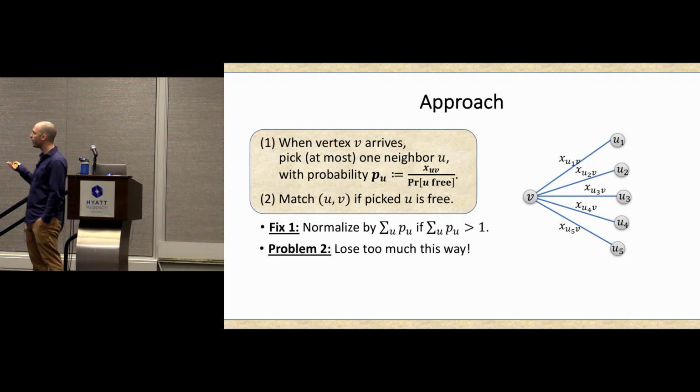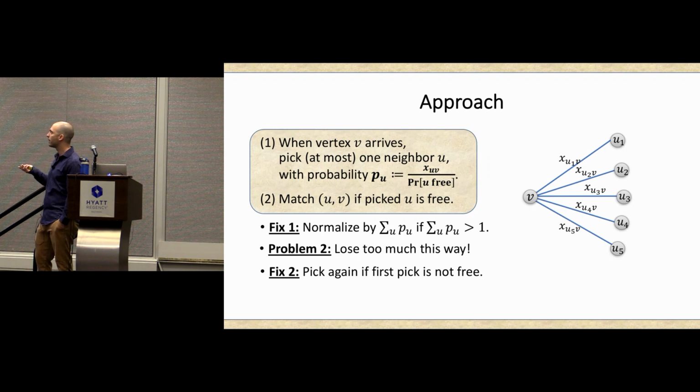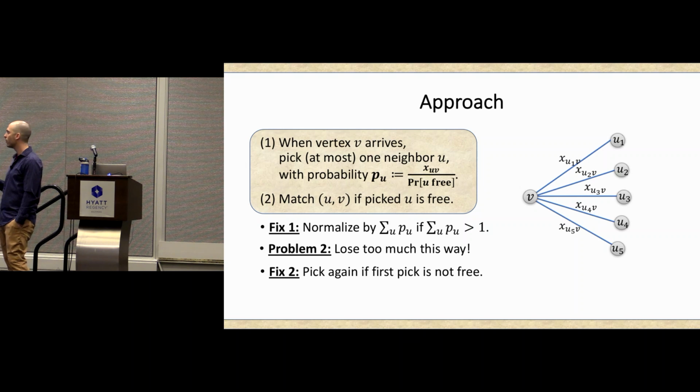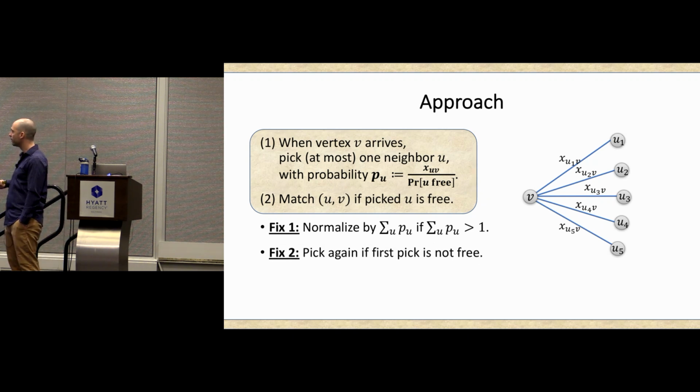So one natural fix to this is to say, look, in step 2, we realize that sometimes we pick some nodes that were already previously matched. But maybe we still have some neighbors we could match to. So let's just try again. If you picked a node at random and you're already matched, I'll pick another one. And then the hope is that the probability of being picked as a second pick will increase your probability of being matched enough so that you still get something better than 1/2.